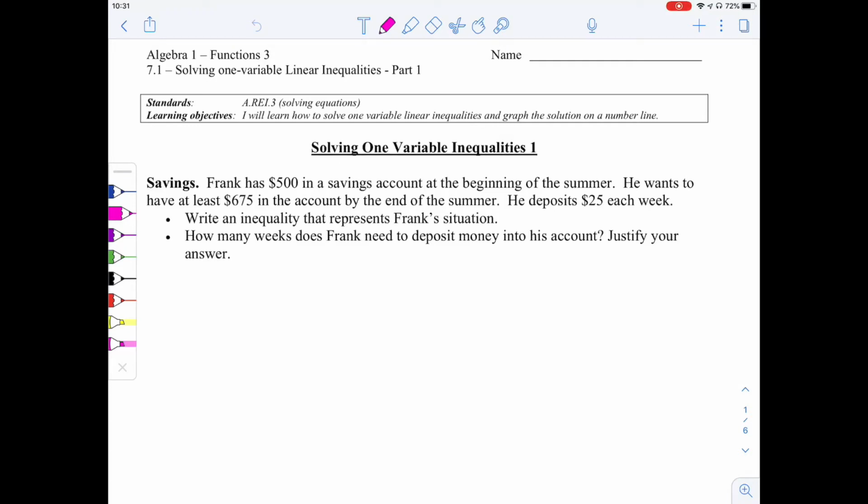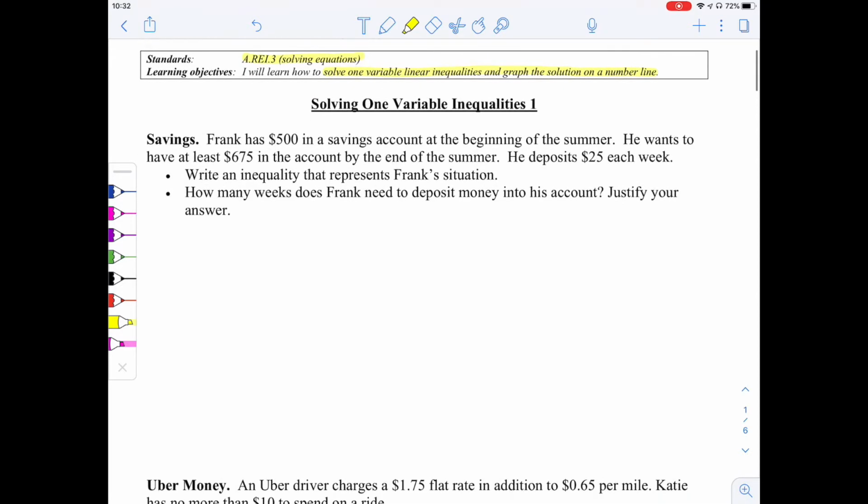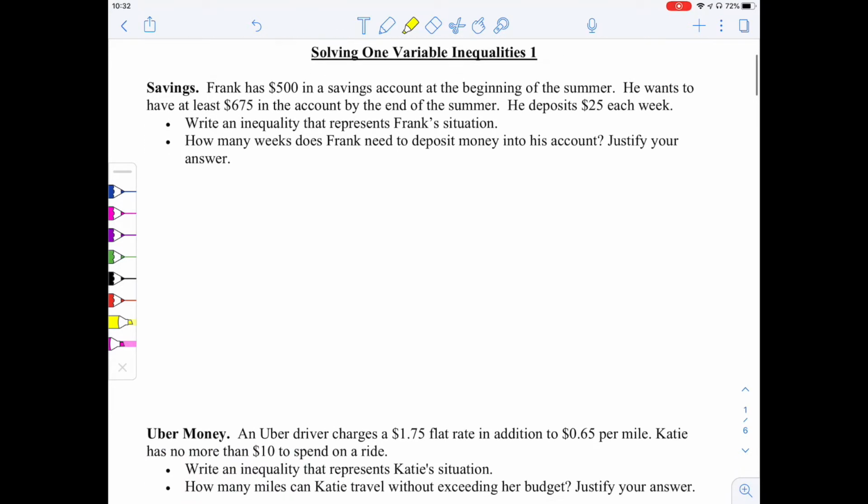Okay, welcome to 7.1, solving one variable linear inequalities, part 1. So we're solving equations. We're going to solve one variable linear inequalities and graph the solution on a number line. Okay, so solving one variable inequalities, part 1.